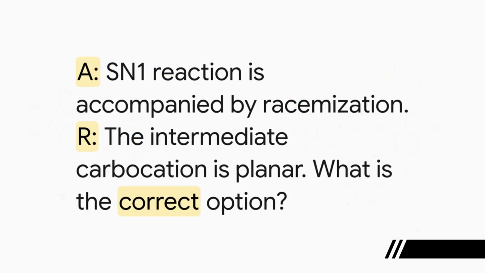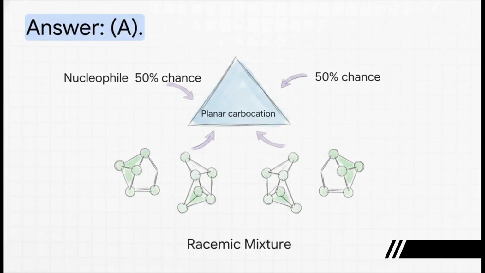Okay, let's ramp up the difficulty. An assertion reason question. The assertion is, SN1 reaction is accompanied by racemization. The reason is, the intermediate carbocation is planar. Now think about the relationship here. Are they both true? And does the reason correctly explain the assertion? Choose your option. And the correct answer is A. This is a perfect example of how these concepts connect. Both statements are absolutely true, and the reason is the perfect explanation for the assertion. Because that carbocation is flat, it's planar, the incoming nucleophile can attack from the top face or the bottom face with an equal 50-50 chance, and that is exactly what leads to the racemic mixture.